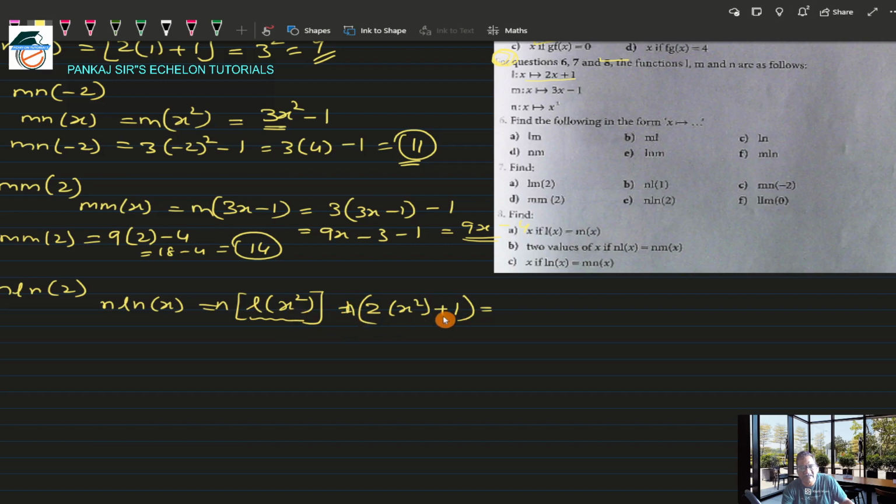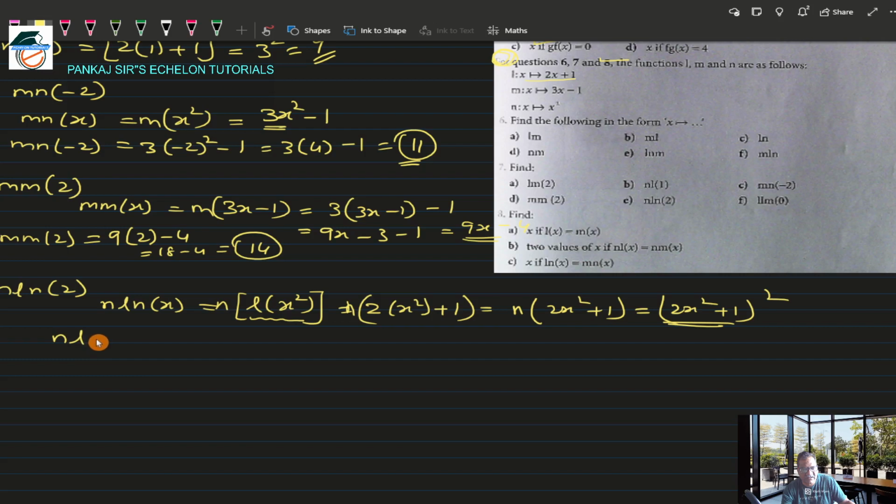Okay. So now you'll have to work out this. So it will become, let me rewrite it, N of 2x square plus 1, right? Now this will finally work out to, N of x is what? X square. So this will become 2x square plus 1, the whole square. This is the final function, NLN of x.